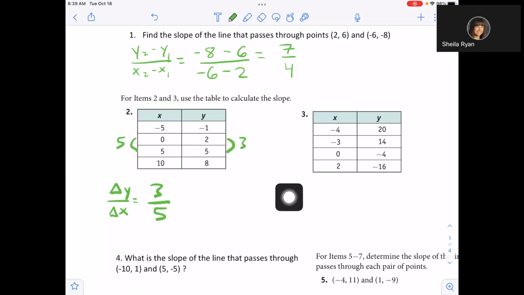And the last table here, if you'd like to pause and try that one on your own, I'll do change in y over change in x again. Let's see, from 20 to 14, that's a drop of 6. From -4 to -3, that's an increase of 1. And so our change in y is -6. Our change in x is 1. -6/1 is the same as -6.